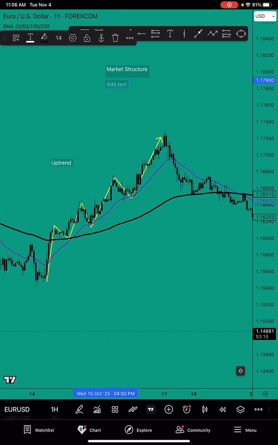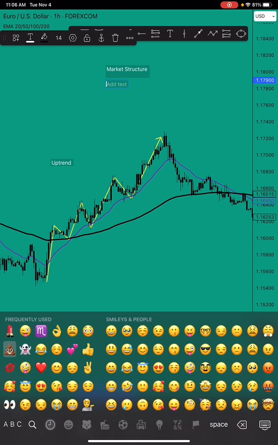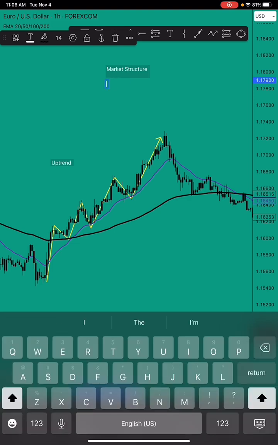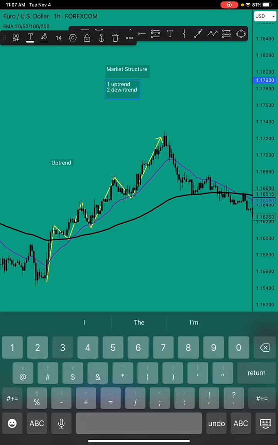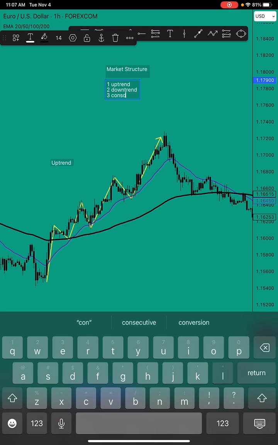Now, the market moves in three ways. We talked about one: an uptrend. Two being a downtrend. And three is what? Consolidation.